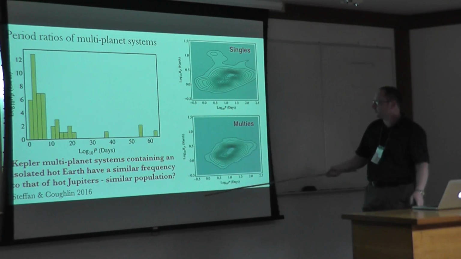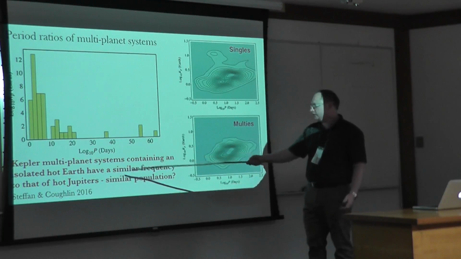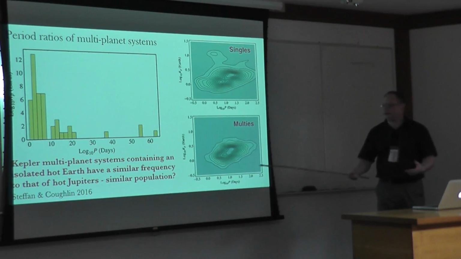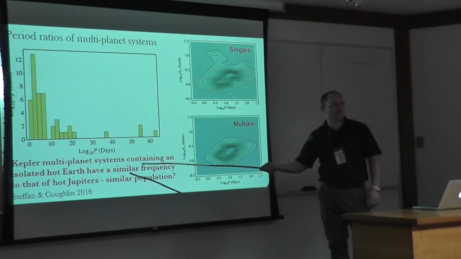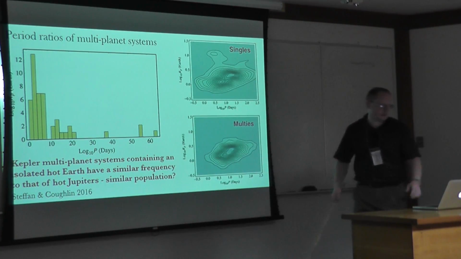So what I'm trying to get at here, beyond the fact that this paper was about isolated hot Earths having a similar frequency to hot Jupiters, so do they have a similar population? Maybe they're the remnant population of hot Jupiters. But the point is that the contamination factor of multiple planet systems is much lower, so it's more reliable statistically.